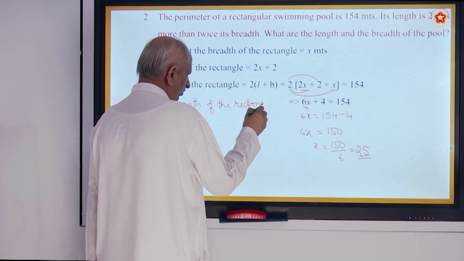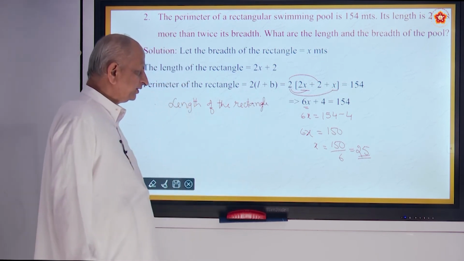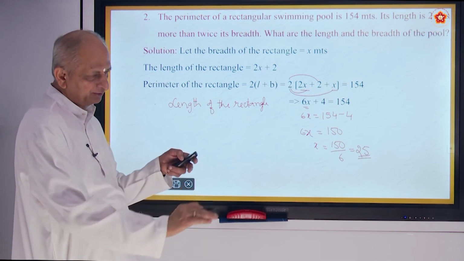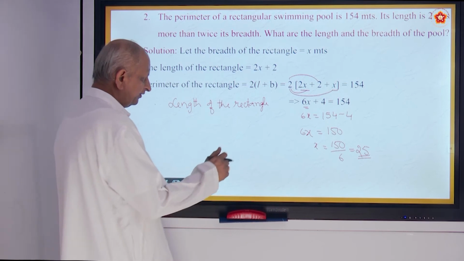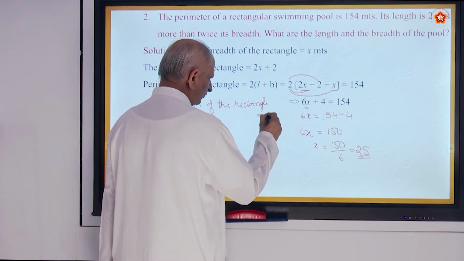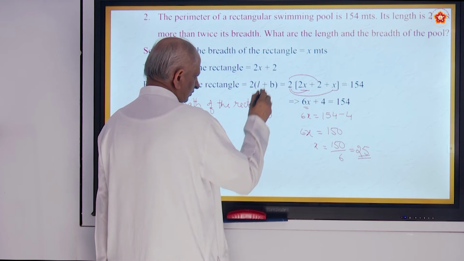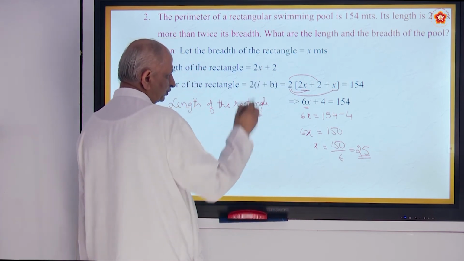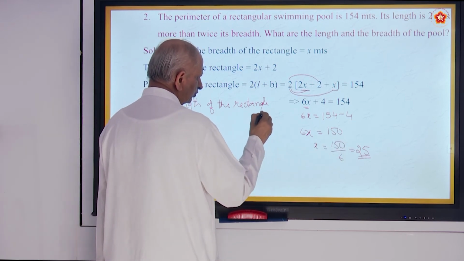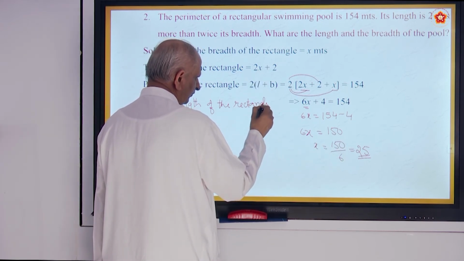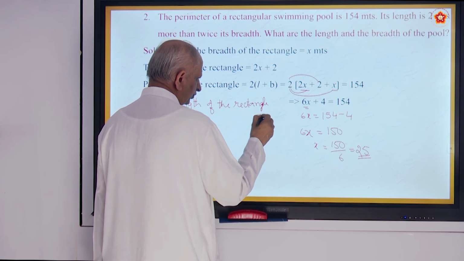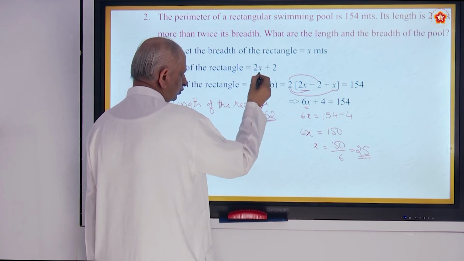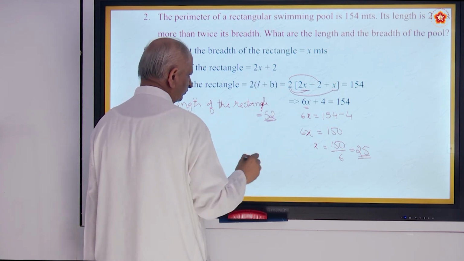In a swimming pool, water will be circulated, is it not? There will be batches, and the depth is also varied for different sizes of students. So for the swimming pool, the length is 2x plus 2, where x is 25. So 25 into 2 becomes 50, 50 plus 2, that is 52 meters.